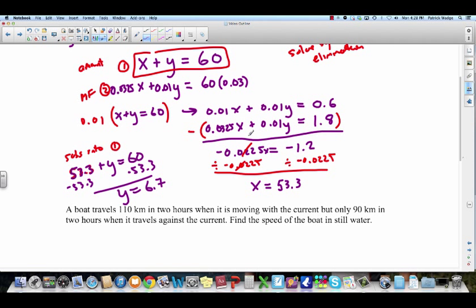Should we check it? Well, you can check it if you want. You can see the top equation definitely works. 53.3 plus 6.7 is definitely 60. The second one's a little bit more difficult, but you can certainly do it with a calculator. I invite you to go ahead and do that. I know these answers are correct. However, I still need to say exactly what my answer is.